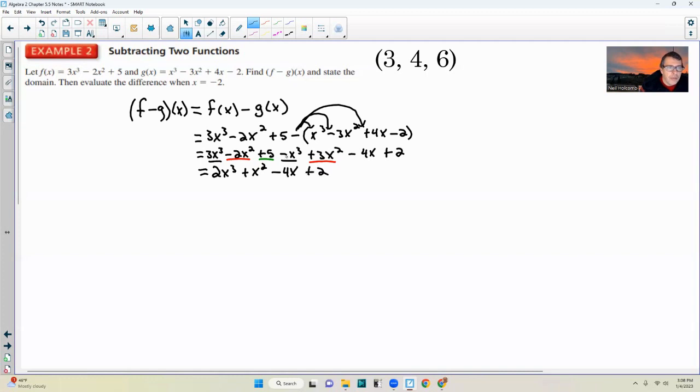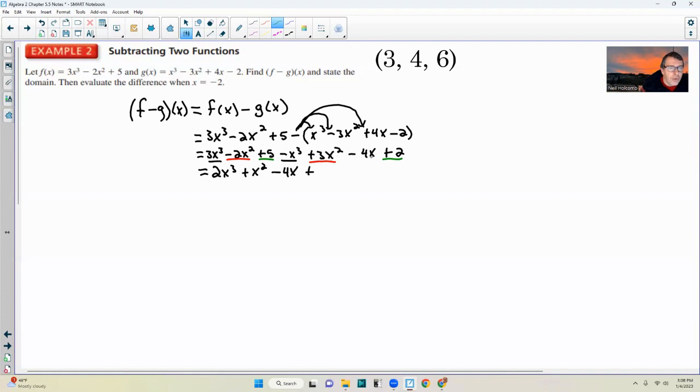Okay, so 3x cubed, 3x. Oh, there's a 5 here. 5 plus 2 is 7. My apologies there. I should have underlined this 2 here. So the 3x cubed minus x cubed is 2x cubed. Minus 2x squared plus 3x squared is 1x squared.